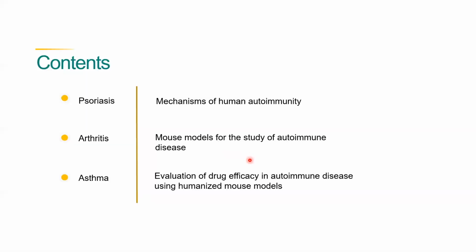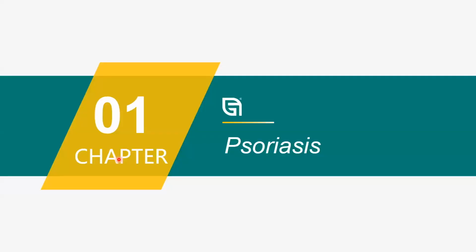Today, I'll discuss disease mechanisms, mouse models for the treatment of autoimmune diseases, and methods for in vivo evaluation of therapeutics using humanized mouse models, looking at models of psoriasis, arthritis, and asthma. I'll begin by discussing mechanisms driving psoriasis and mouse models for studying the disease.